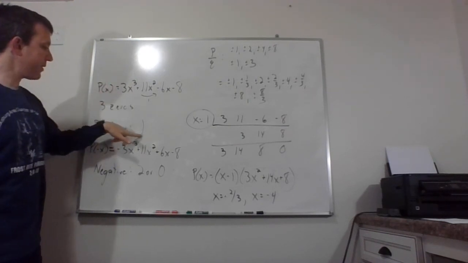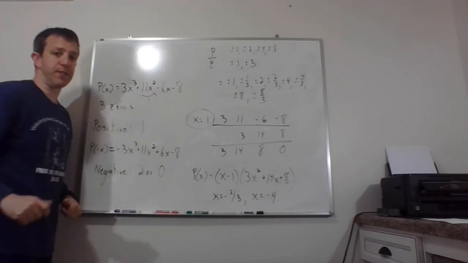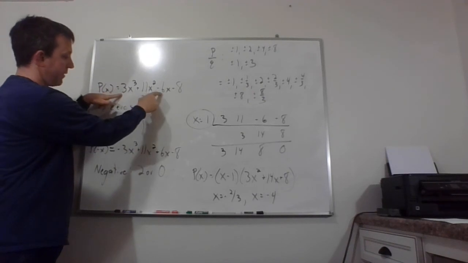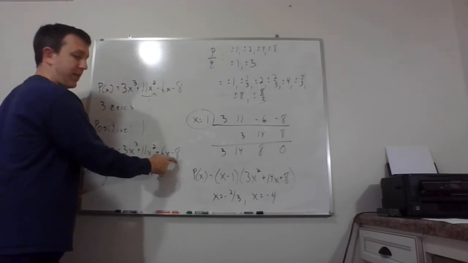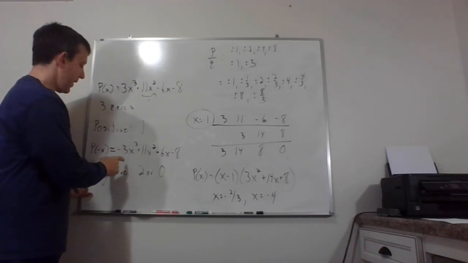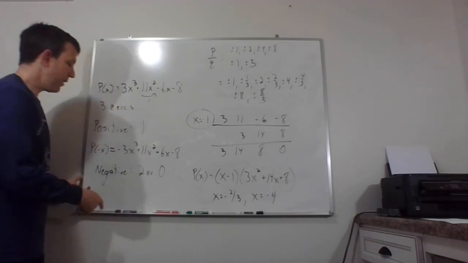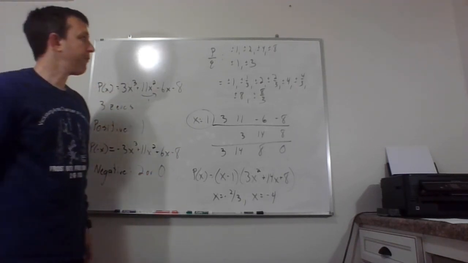I know that for the positive zeros, there's only 1 because there's only 1 sign change, from the 11 to the negative 6. If I plug in negative x, I'm going to change the signs of the odd powers, so I get negative 3x cubed plus 11x squared plus 6x minus 8. And that has 2 sign changes, from negative 3 to 11, and then from 6 to negative 8. So there can be either 2 or 0 negative zeros.